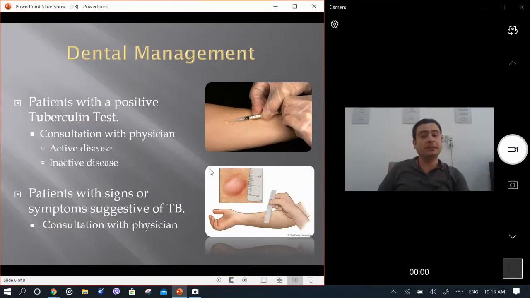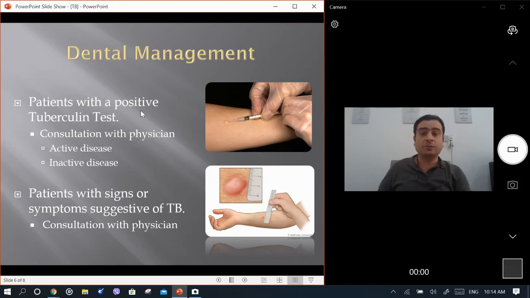Patients with a positive tuberculin test. A tuberculin test is a test where the health practitioner injects tuberculin underneath the skin, and then the healthcare provider examines the site of injection about 48 or 72 hours later. If there is a raised area, they measure it and determine whether the patient is tuberculin positive or tuberculin negative.